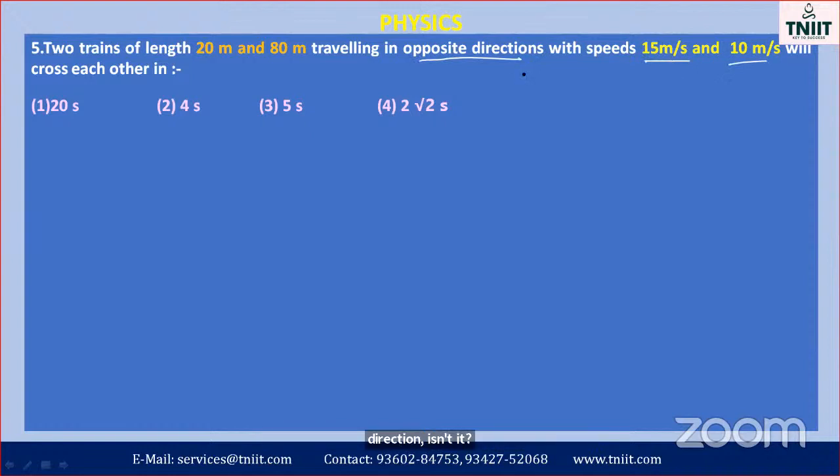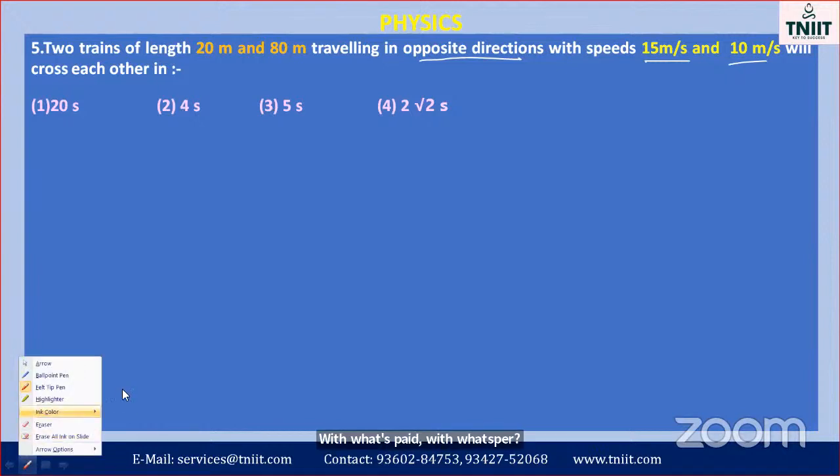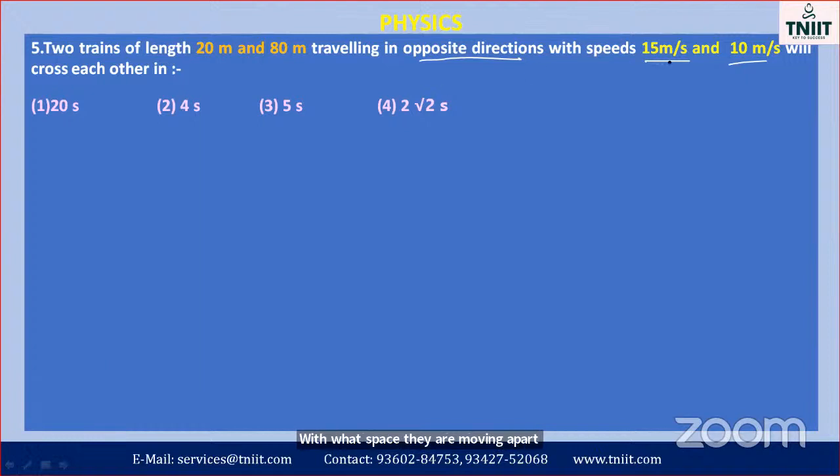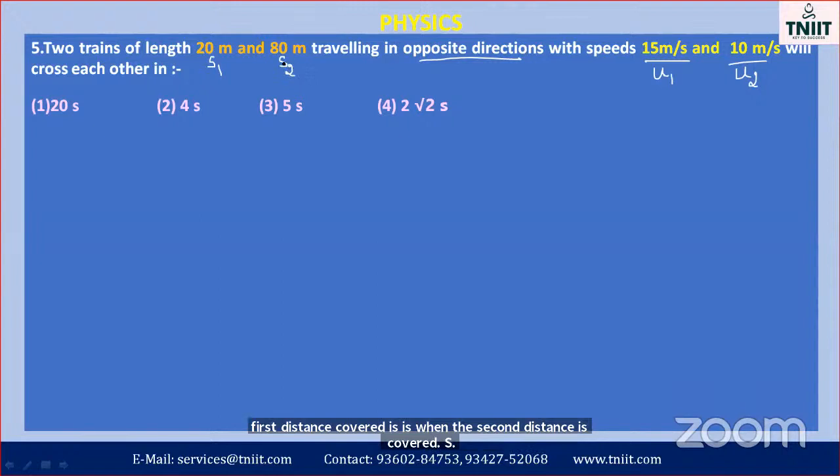With what speeds are they moving? One is moving with 15 meter per second. The second one is moving with 10 meter per second. The first distance covered is S1. The second distance covered is S2. Since both the trains are moving in the opposite direction, should I talk about only velocity or should I talk about relative velocity?